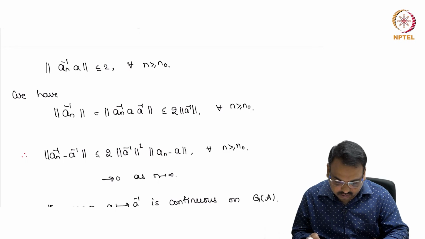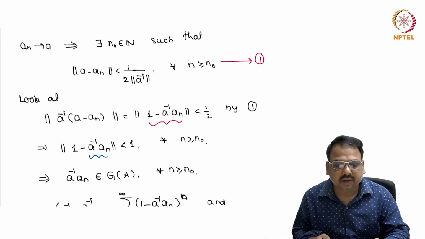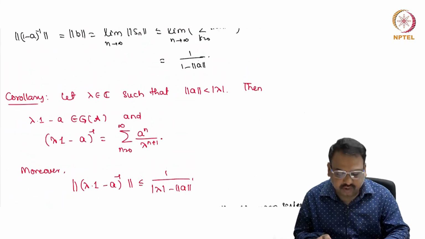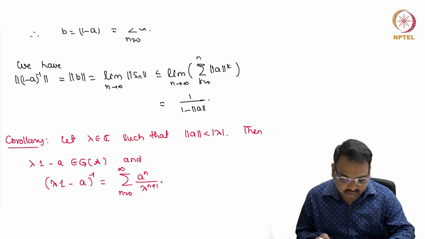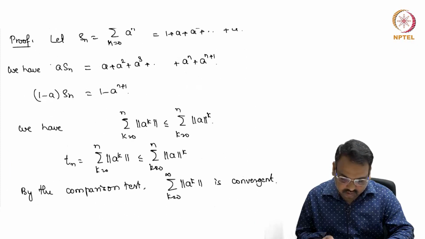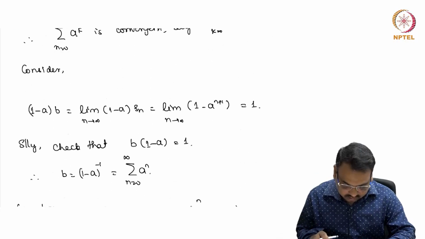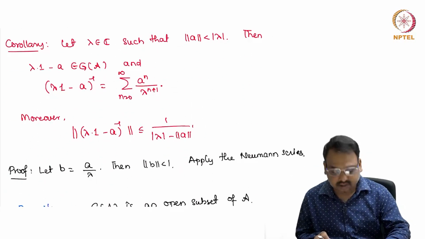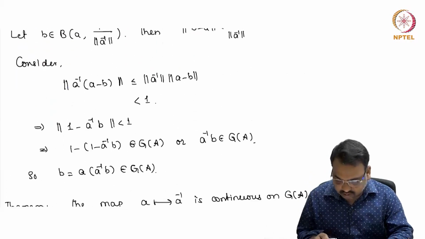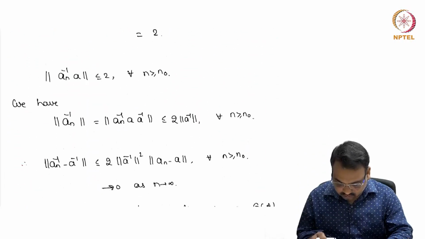Okay, so these are the two important results we have proved: whenever norm A is strictly less than 1, then 1 minus A is invertible, and 1 minus A inverse is given by the Neumann series, and the set G(A) is an open set, and the map A going to A inverse is continuous on G(A). So we'll stop here.